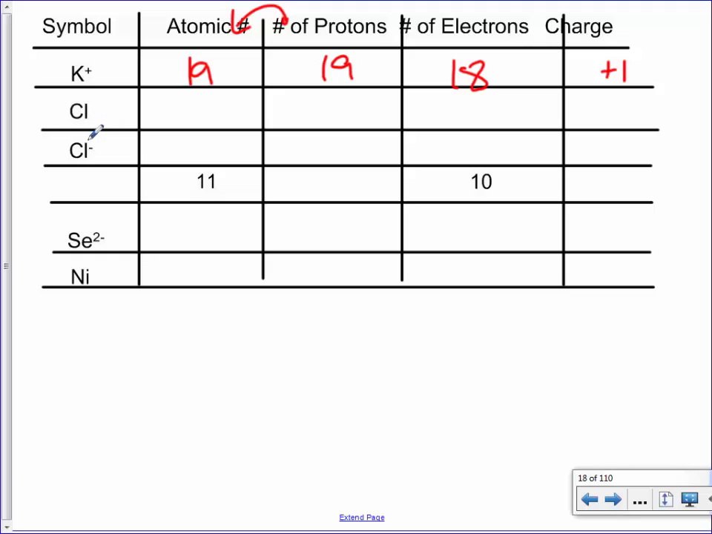This one right here is a chlorine atom. The reason I know it is an atom is I did not put a little symbol up here in the corner. So that means chlorine is atomic number 17. Hopefully you can just look that up. By default, it has to have 17 protons. And if it is an atom, it will also have 17 electrons, so it does not have a charge. So if you get the concept, try the rest.